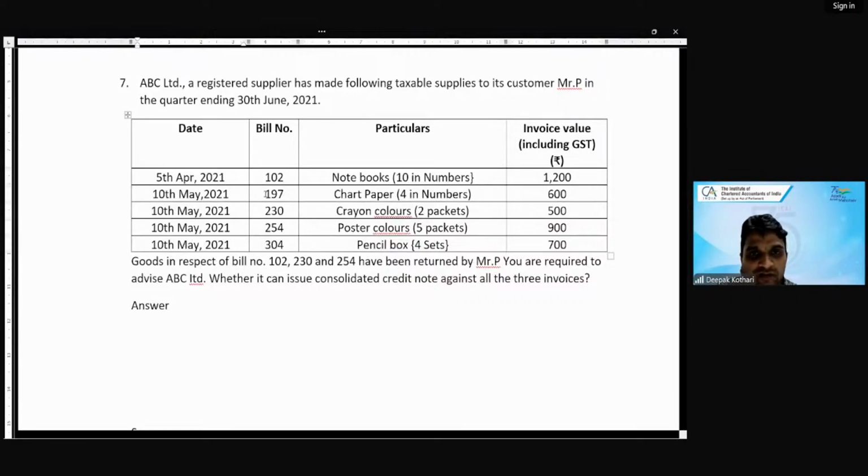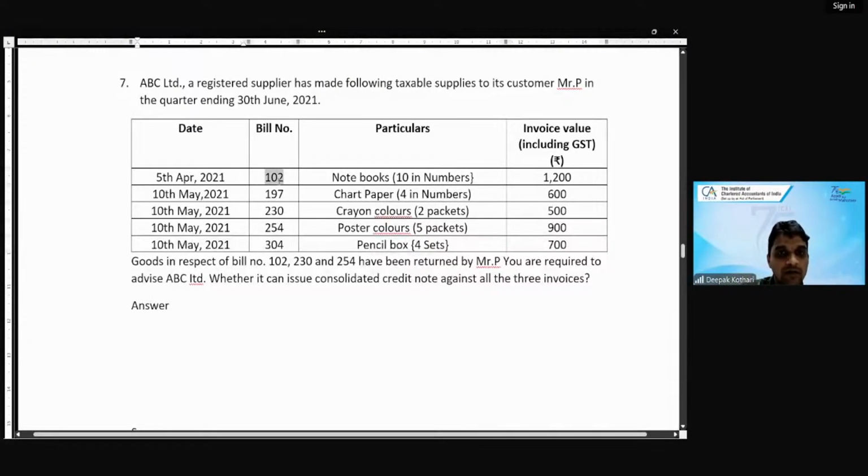He sold notebooks, chart papers, crayon colors, poster colors, and a pencil box. Goods in respect of bill number 102, which is this bill number, 230 and 254 has been returned by Mr. P. You are required to advise ABC Limited whether it can issue a consolidated credit note against these invoices.